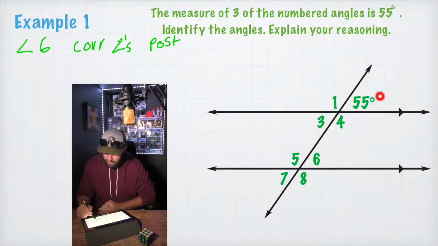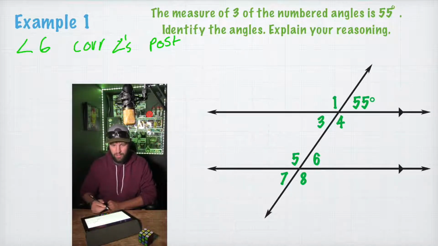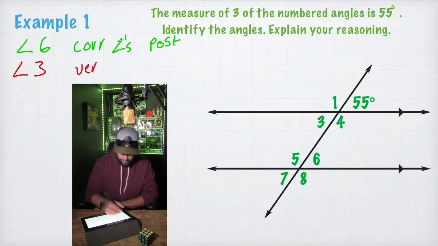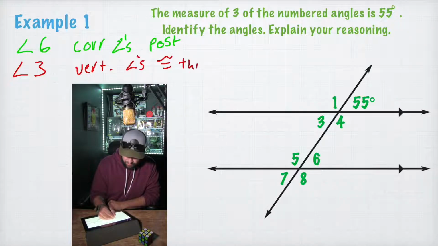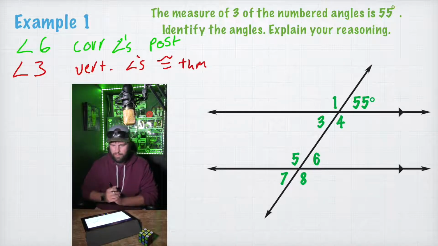We can also say that 3 is also 55 degrees because 3 and this angle are vertical angles. Angle 3 by the vertical angles congruence theorem, I think. Let me double check that real quick. Yep, theorem. Good.